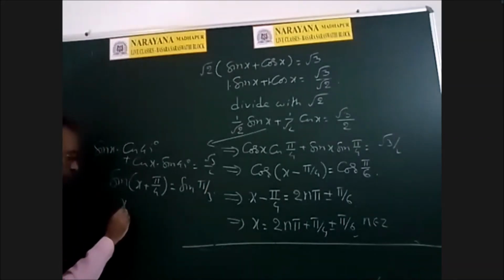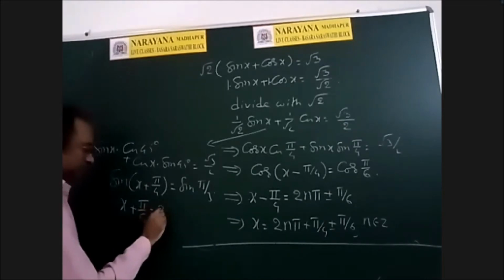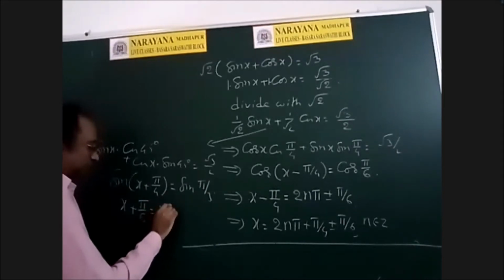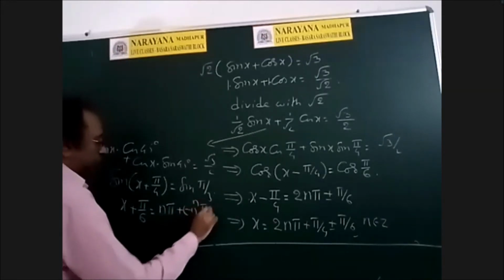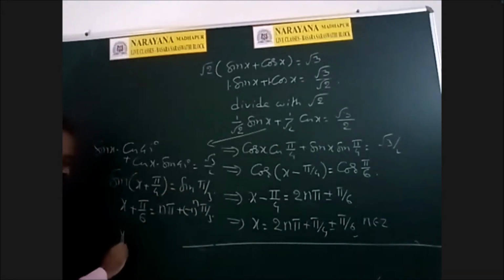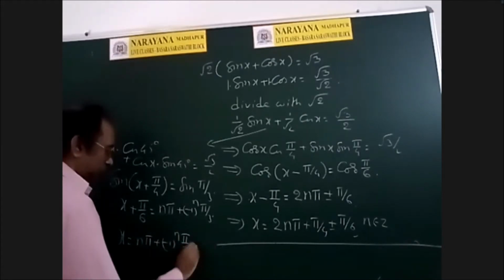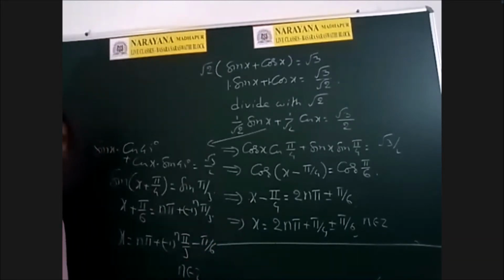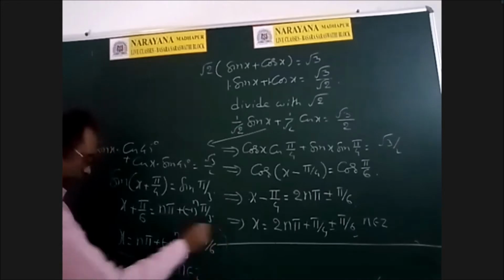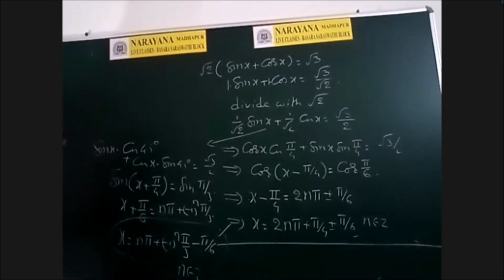And therefore, I will write the general solution now. X plus pi by 4 is equal to, what is the general solution for sin? N pi plus minus 1 power n into pi by 3. Therefore, x is equal to n pi plus minus 1 power n into pi by 3 minus pi by 4, n belongs to z. So what is the problem in this, sir? No problem. This is also true. So, both are correct. No problem.